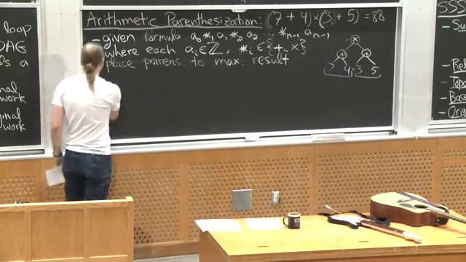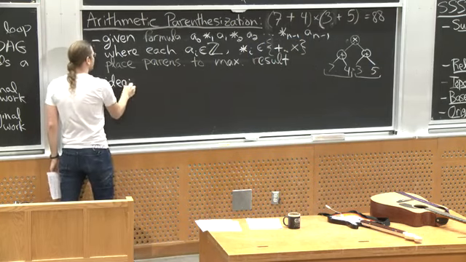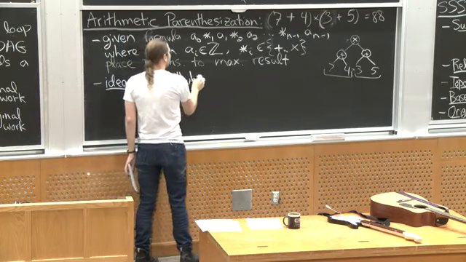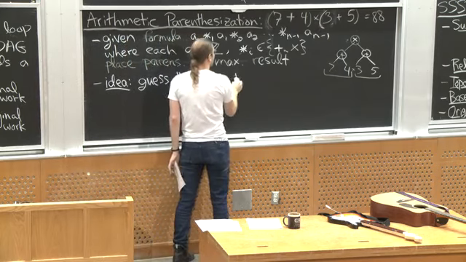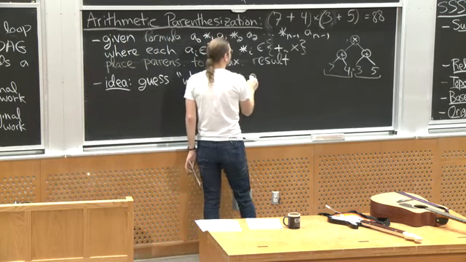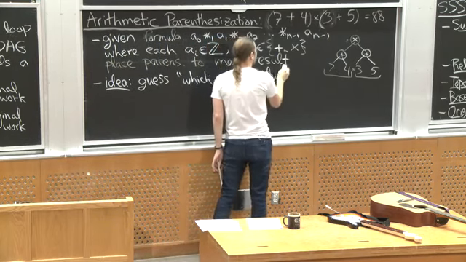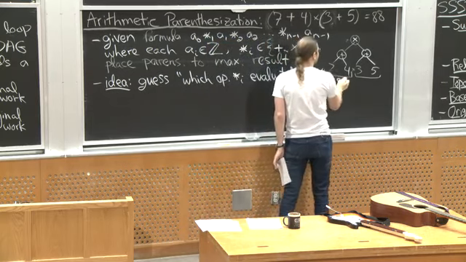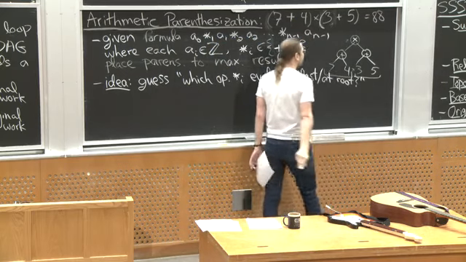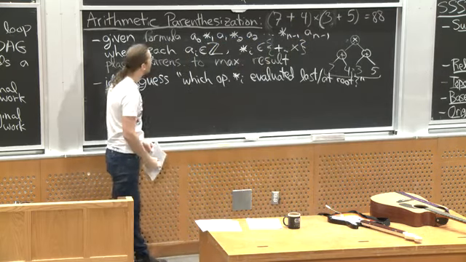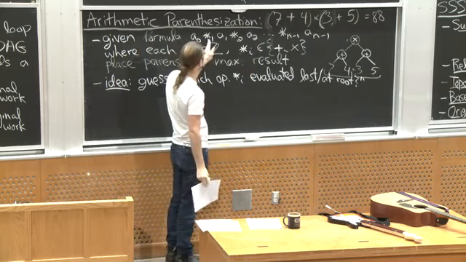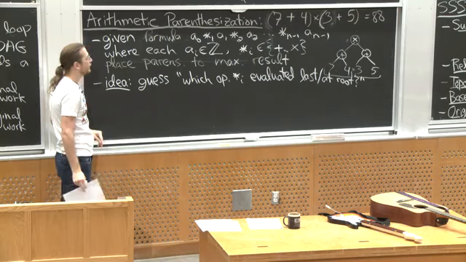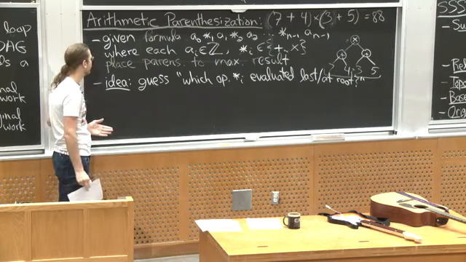So this is our idea: we're going to guess which operation, star i, is evaluated last, or in other words, at the root. So this is a question. It has n possible answers, actually n minus 1, from operator 1 to operator n minus 1. And so we'll just brute force all those choices.